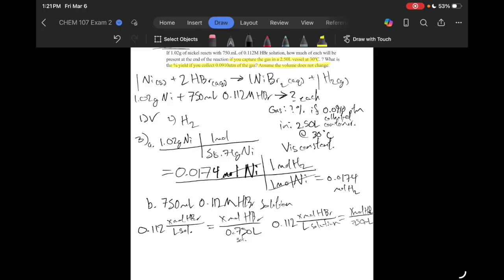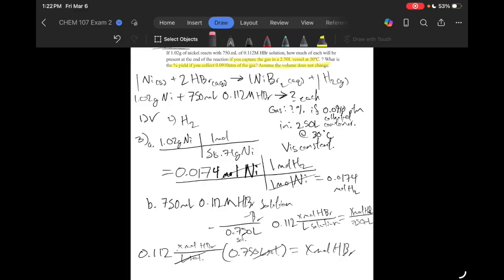So in order to find X moles of HBr, we can just multiply both sides by our volume. So we have 0.112 times X moles of HBr over liters of solution times 0.750 liters of solution is equal to X moles of HBr. Notice that our units cancel. Liters of solution cancels with liters of solution here. So cleaning this up a little bit more, I'm going to erase this top part.